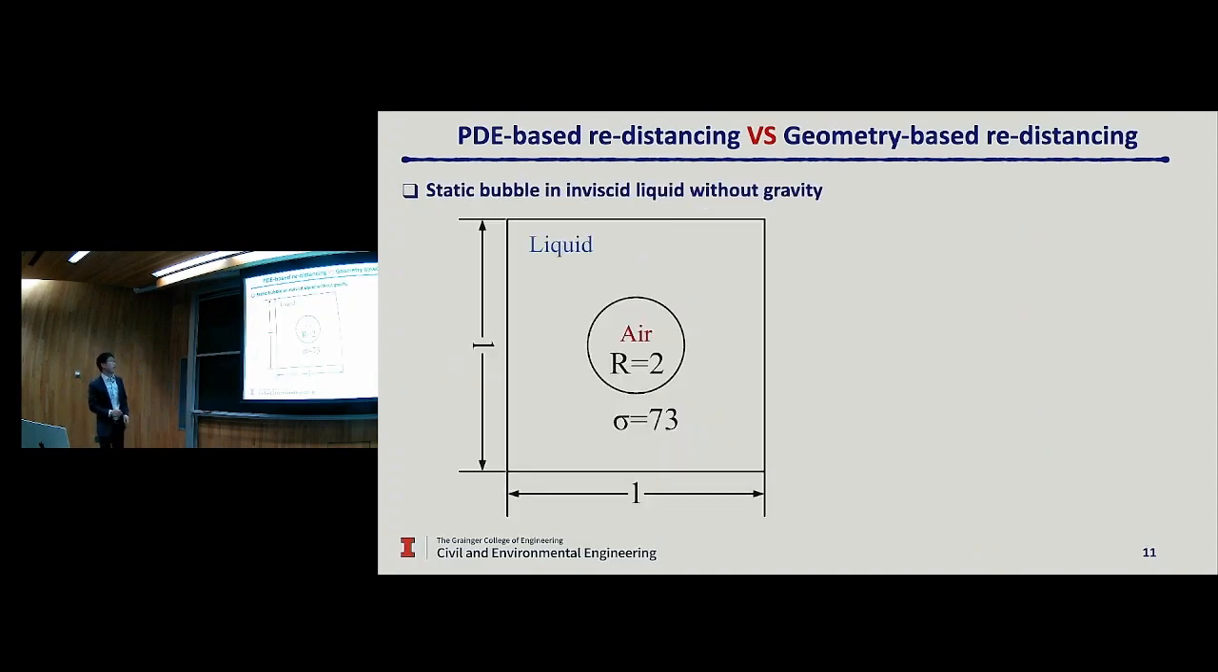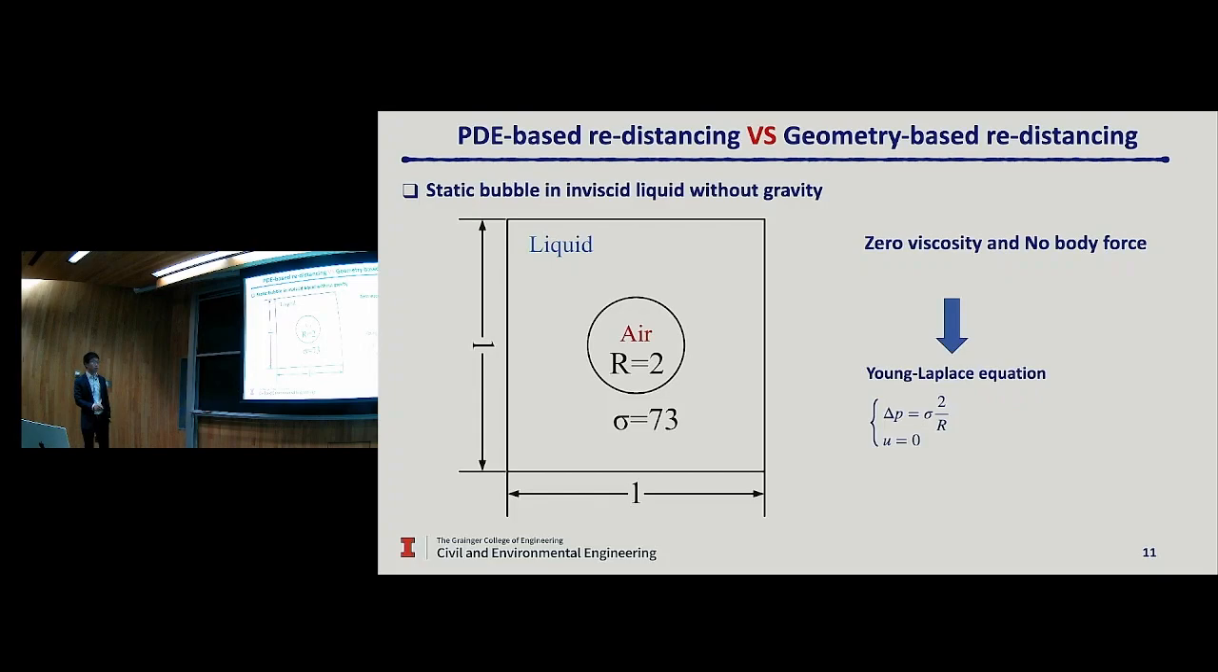The second benchmark I want to show is the static bubble in an inviscid liquid without gravity. This is also a very famous benchmark in the multi-phase flow community. Since you don't have viscosity and you don't have a body force, the Navier-Stokes equation reduces to the so-called Young-Laplace equation, meaning that the pressure difference across the liquid-gas interface equals surface tension times 2 divided by the radius of the bubble. And then you shouldn't have any velocity in the computational domain.